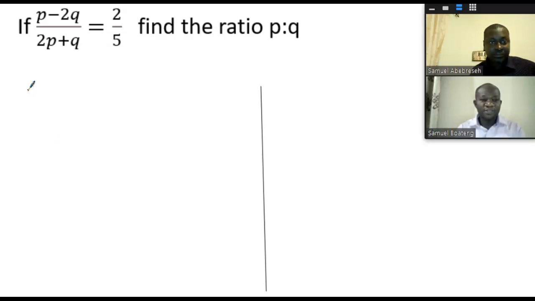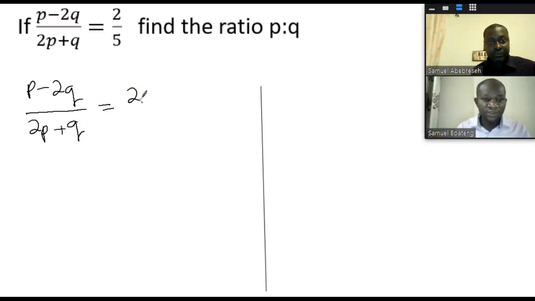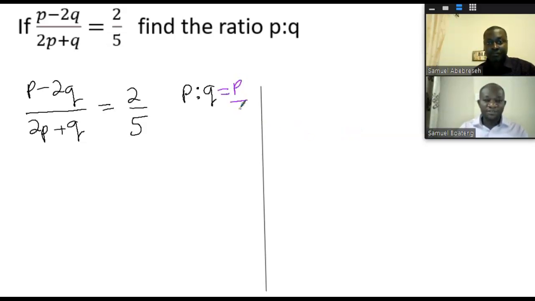If (p - 2q)/(2p + q) = 2/5, find the ratio p is to q. Now, with this type of linear equation, you have to be very careful. To find p is to q: p is to q is the same as p on q. That's the first thing you need to understand. So indirectly, we are finding p on q.